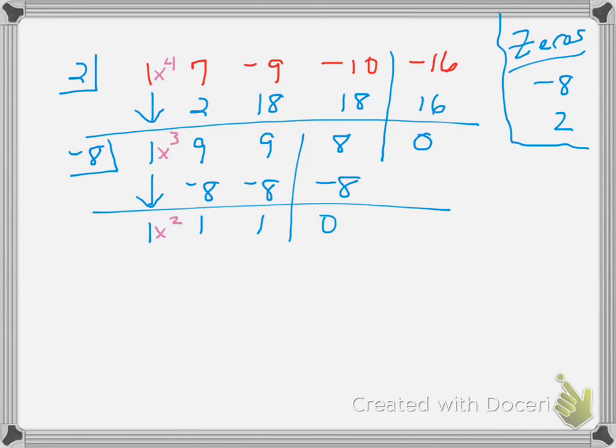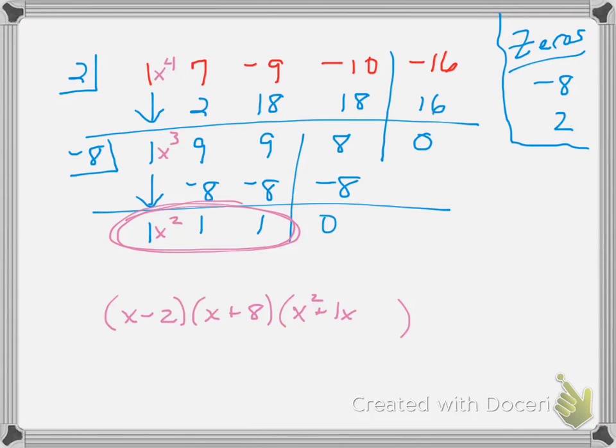Well, the original question was factor the polynomial. So in order to do that, I know that I have two factors here, the zeros that I found, x minus 2 and x plus 8. But there's one other factor, and that was why we did all of this work, and that factor is hiding right here as x squared plus 1x plus 1.